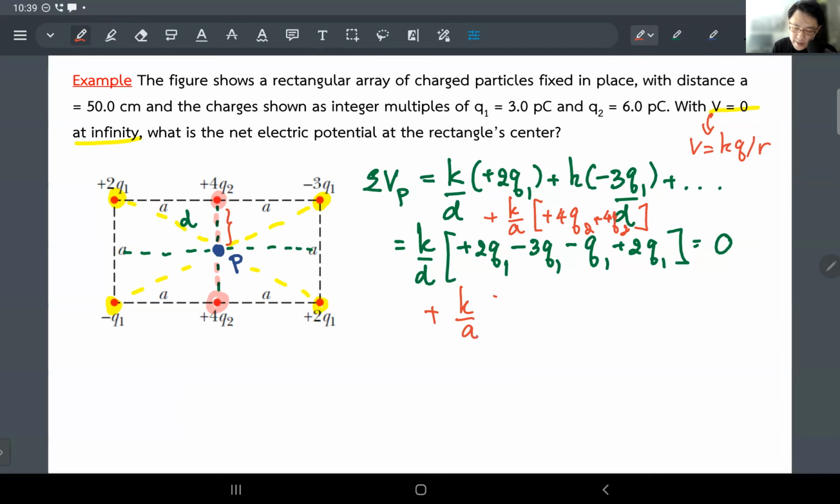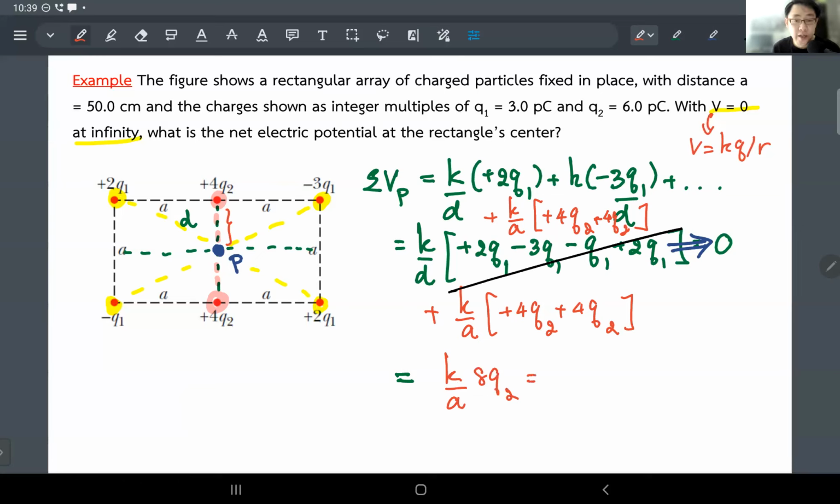So k over a is going to be times plus 4q2. Up here, I'm supposed to put them one by one, but I think you know what I'm trying to get to. Okay, so I shouldn't put the equal sign over here. Let me just say this is an arrow. So this whole summation gives you 0 net. So this term is gone. You're left with just 2 charges on the side. So it's going to be k over a, and then you have 8q2.